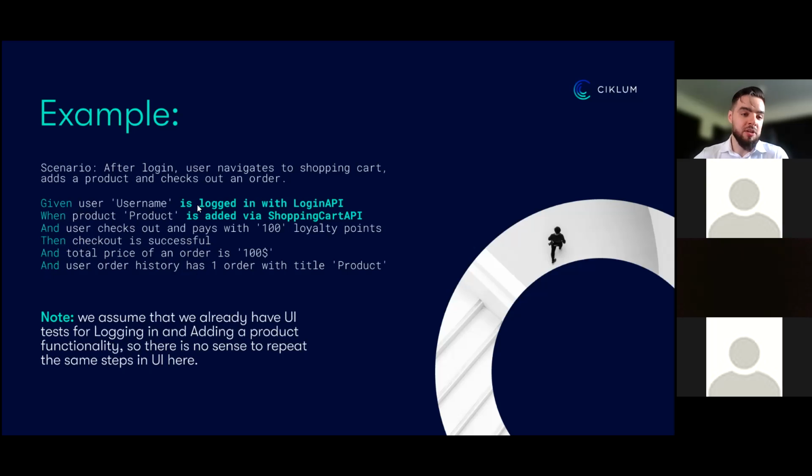But the login, and for example, adding a product to a cart, is probably already validated by some other tests. For example, we should ideally have some login tests. We should have some tests exclusively for adding a product, etc. So we don't need to repeat that in UI because it's already tested in some other test.